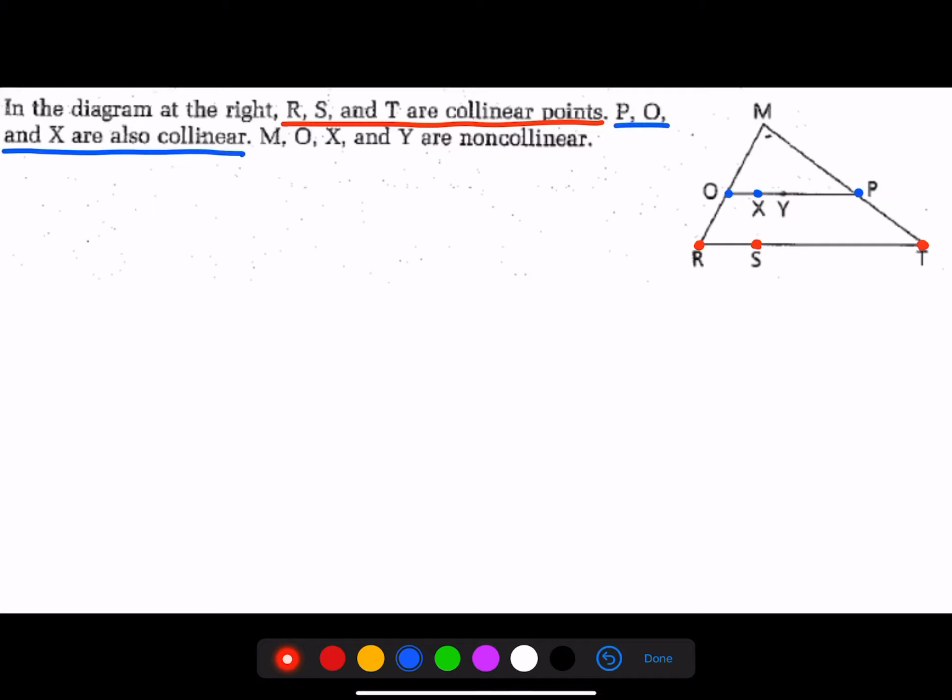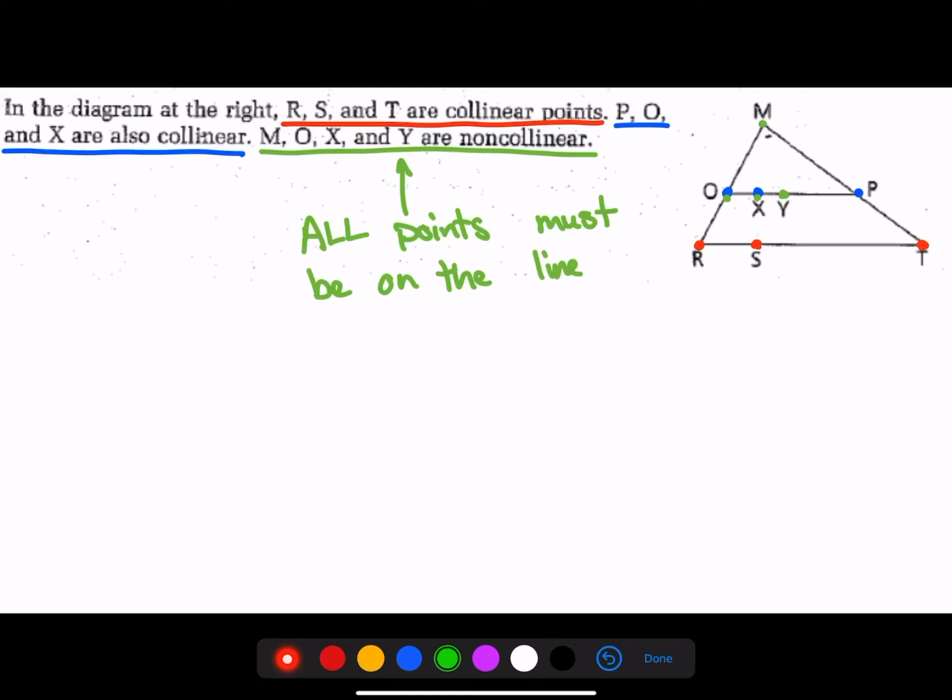And then lastly, we have points M, O, X, and Y. Those are non-collinear points. So if we look at this, M, O, X, and Y, well, Y, X, and O are all collinear, but point M is not. So again, all points that are stated must either be on the same line or they're no longer collinear. It can be 6 points, 7 points, however many points that you need. They must all lie on that same line for it to become collinear.